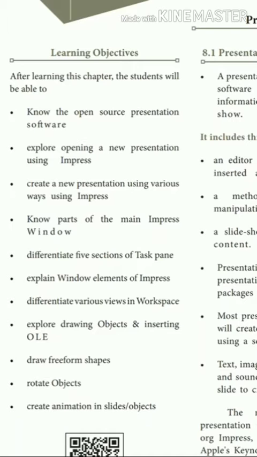Next is explaining the window elements of Impress. You can see that each one of the elements can be viewed here, or you can just click on it to see what action is going on in the background. If you click on this, everything will be discussed in this chapter. Next is differentiating various views of workspace. Here you can see that you can create a view according to your own comfort level.